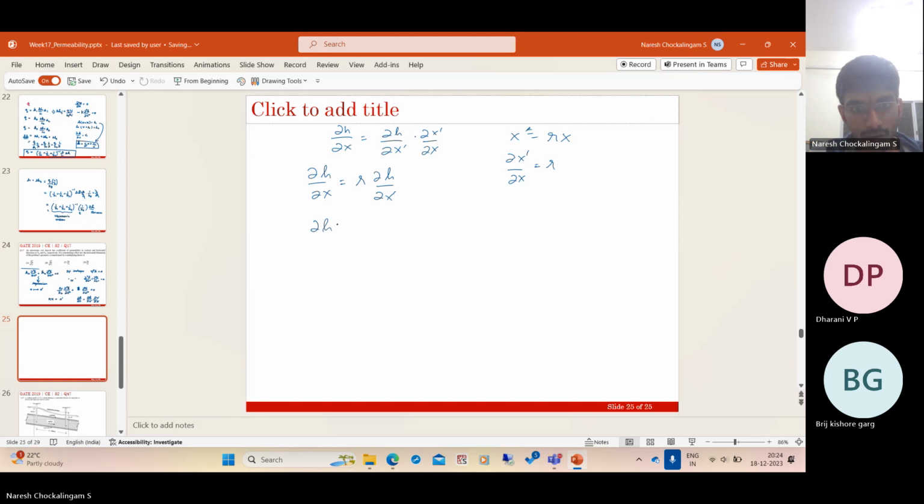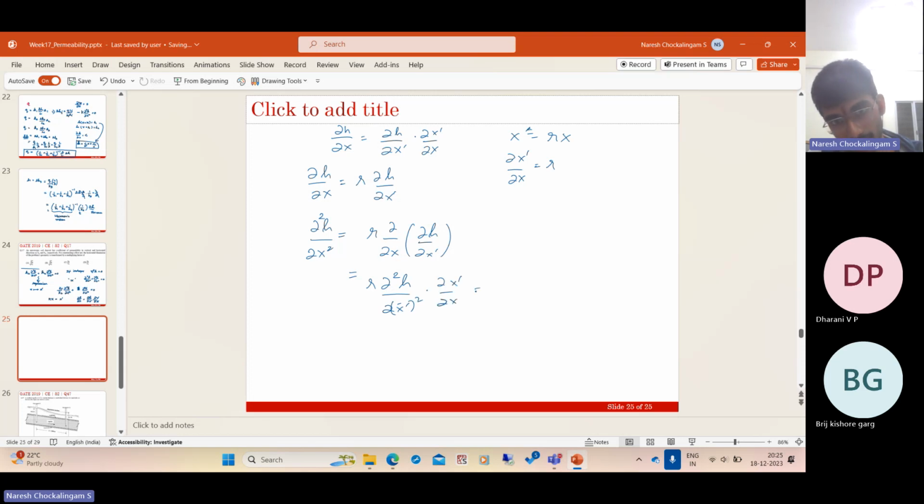Next, ∂²h/∂x² is differentiated once again. So it is r times ∂/∂x of ∂h/∂x'. Again, apply the chain rule. You get ∂²h/∂x'² into ∂x'/∂x, which means r squared ∂²h/∂x'². So ∂²h/∂x² is r squared times ∂²h/∂x'².